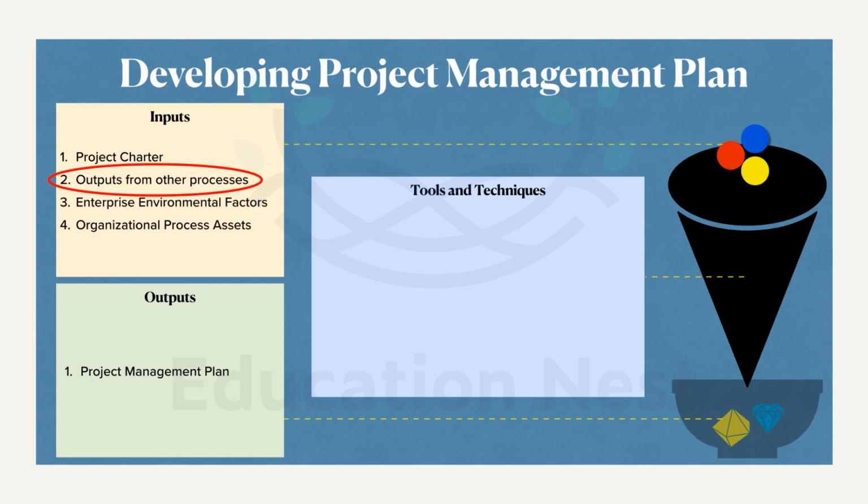Outputs from other processes. From the process table, the process group planning, you can recollect that there are 10 different knowledge-wise management plans. Starting from the scope management plan to the stakeholder engagement plan, there are totally 10 different knowledge-wise management plans. So we have to gather all of them as the input for this. And in addition to that, the other plans like project lifecycle, and the review mechanisms, etc. So all this has to be gathered as outputs from other processes. Enterprise environmental factors, I think we have covered it already, and organizational process assets, we have also covered earlier.